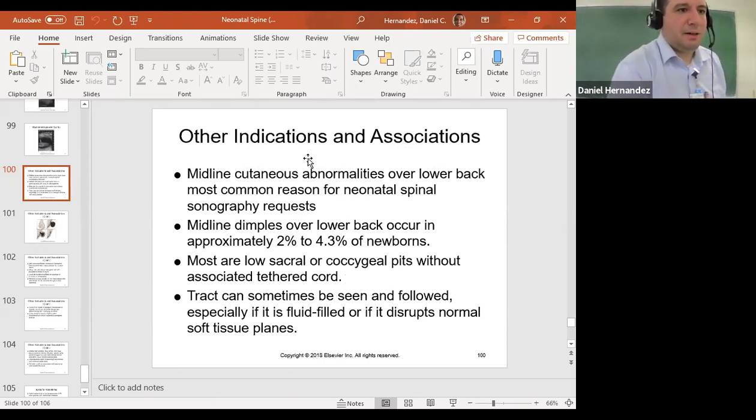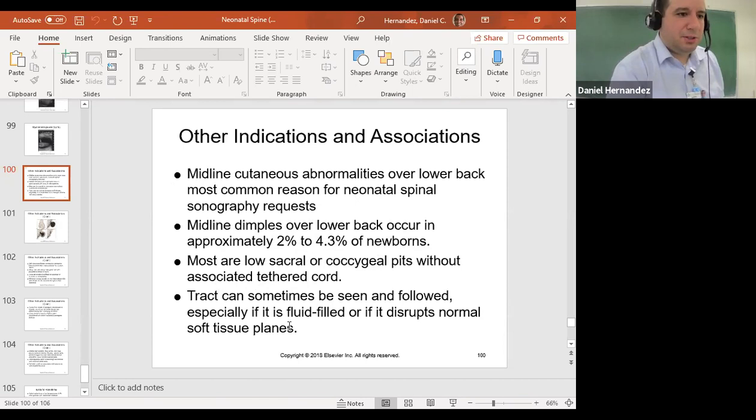Also, some other midline abnormalities could be an imperforate anus or a thick tuft of hair along the lumbosacral region. Midline dimples over the lower back occur in approximately 2% to 4.3% of newborns. Most are low sacral coccygeal pits without associated tethered cord. Sometimes the track can be seen and followed.